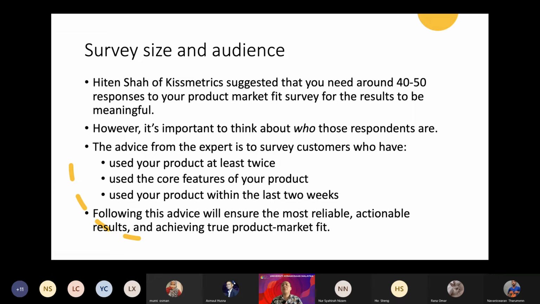However, it is important to think about who those respondents are. Let's say you are targeting 40 people, and you just use all your family members, your uncle, your cousin, and everyone. It's still not meaningful because you are not targeting the right customer. So here 40 to 50 means the correct target market. For example, if your product is designed for working mothers, then the 40 to 50 must be mothers and they must be working. Then you can get a meaningful result.